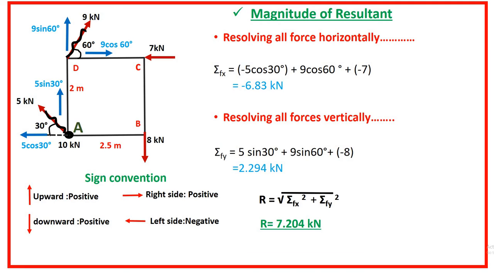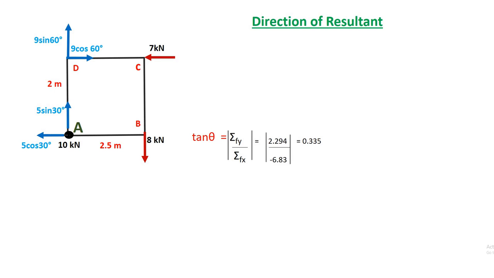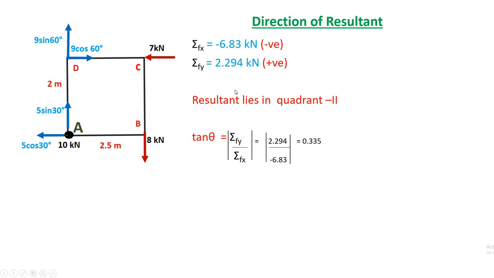Now next we have to determine the direction of the resultant. For the direction of the resultant, sigma Fx is negative and sigma Fy is positive, so x is negative and y is positive. So your resultant is in quadrant 2. Okay, and this is about the theta. Tan theta is equal to sigma Fy upon sigma Fx in modulus, and theta is 18.56 degree. Right, so we have determined the direction of the resultant also.